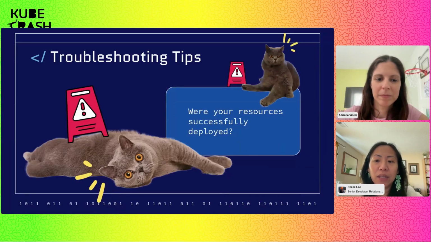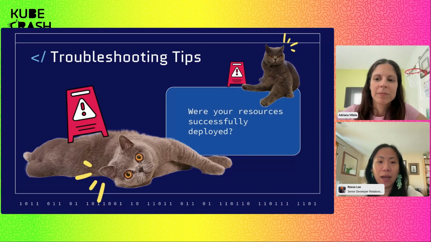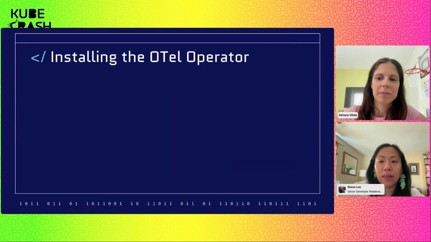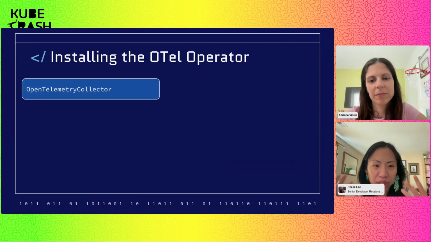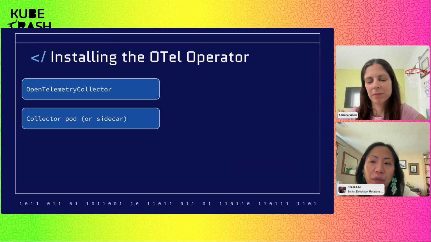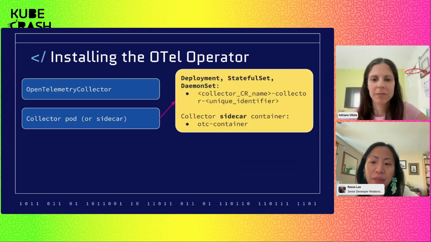And you will also want to check whether your resources were successfully deployed. This is because when an OpenTelemetry Collector resource is deployed, the following objects are created in Kubernetes. You have the OpenTelemetry Collector, you have the collector pod, and note that if you specified non-sidecar mode, you will want to look for deployment, stateful set, or daemon set resources with the following name configuration. And if you've specified sidecar, the container will be created in an app pod named OTC container.